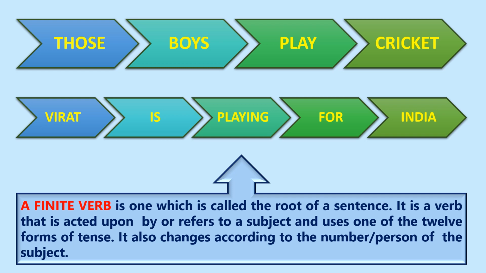Okay. These type of verbs can change according to the person they are talking about. In this sentence it is Virat, one person. In the first sentence it is those boys, many people. So those boys play cricket. It will be Virat plays cricket or Virat will play cricket. So when they change according to the tense, the number that is singular or plural, those root verbs are called finite verbs.